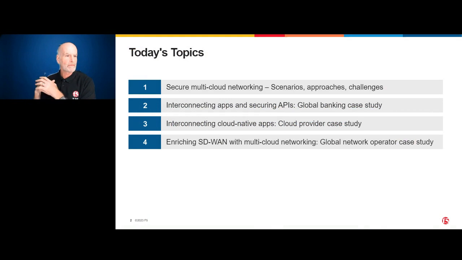The topics: we'll go through a bit of multi-cloud networking background, talking about some scenarios, approaches, and challenges. And then we've got the actual case studies. The first is interconnecting applications and securing APIs, which is a global banking case study. The next one is interconnecting cloud native applications. This is a cloud provider case study that focuses on connecting edge. And then the final one is enriching SD-WAN with multi-cloud networking. This was a global telco case study that really helped them increase their relevance in a multi-cloud world.